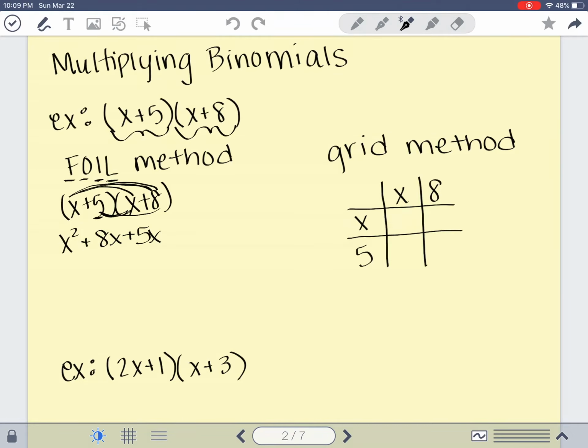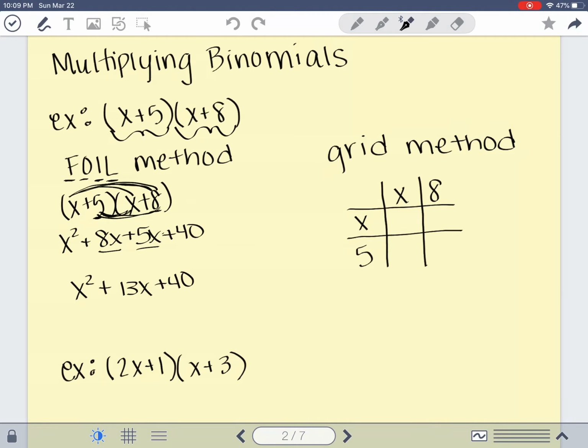And then my last, the last in my first one and the last in my second one, so 5 times 8, which gives me 40. And then, of course, we need to combine our like terms to simplify as much as possible. So we get x squared plus 13x plus 40.